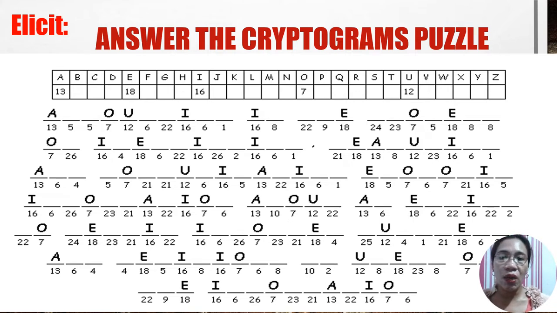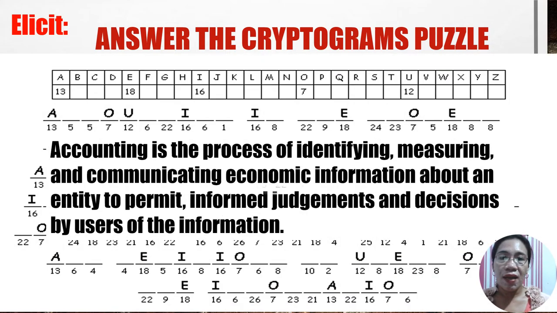Okay, I think you are done. Would anybody like to share his or her answer? Well, the answer for this cryptogram is: accounting is a process of identifying, measuring, and communicating economic information about an entity to permit informed judgments and decisions by users of the information. Who got the correct answer? I think all of you got the correct answer.